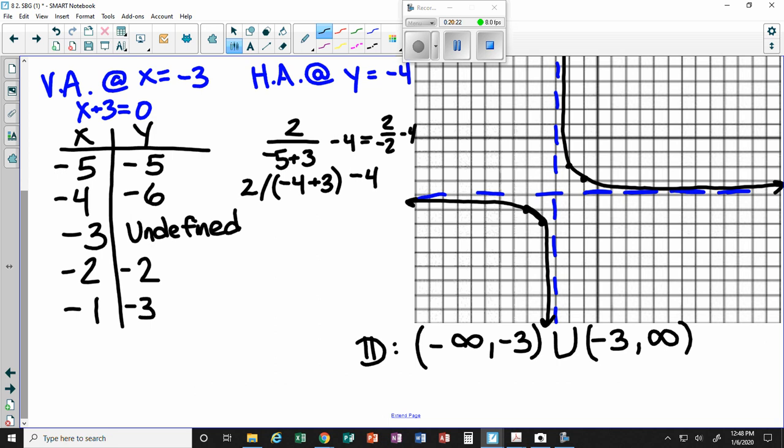Okay? Now my range, my y values. So in this one, does this go down to -infinity? Comes up and then does what? It's close to but does not touch what? -4. And then it does what? Jumps up here, it gets really close to -4, and then goes up to what? Infinity. So the range is going to be what then?